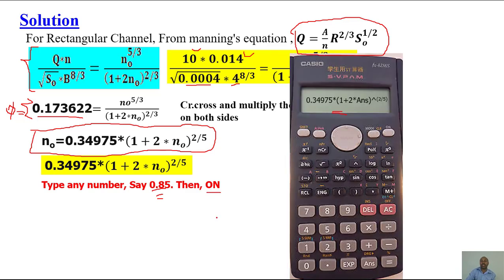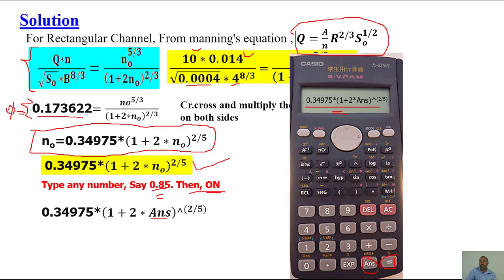Then you write this expression without any equal sign. But first you have to give any arbitrary number, say 0.85, equal, so your calculator has saved this answer. If you click answer, it will display 0.85. Now you write this expression, then you click equal continuously until you get a constant number. In place of N naught, just click answer.